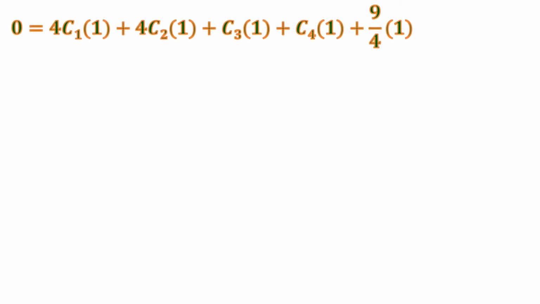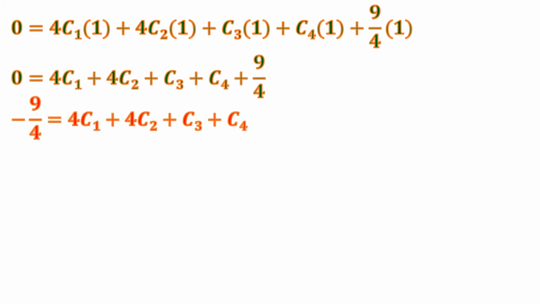So let's copy the last part and let's multiply this by 1. So it's just itself, and transpose the 9 fourths. So it's going to be negative 9 fourths. So this is another equation that we needed later to solve the constants.